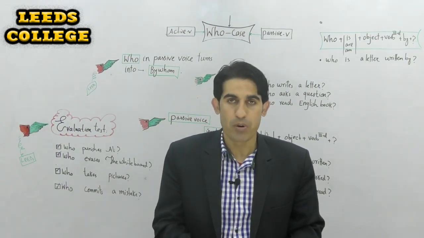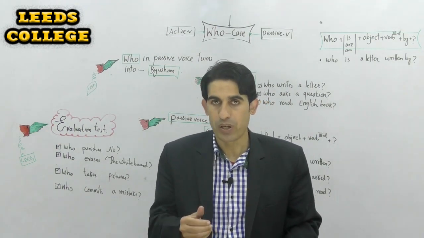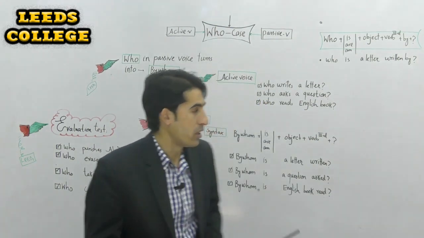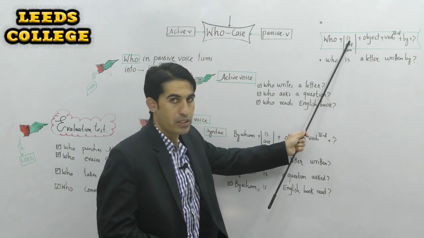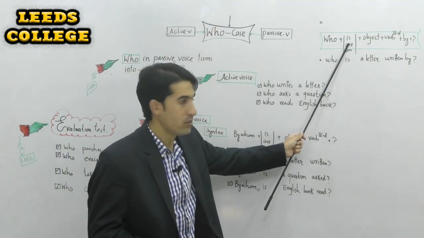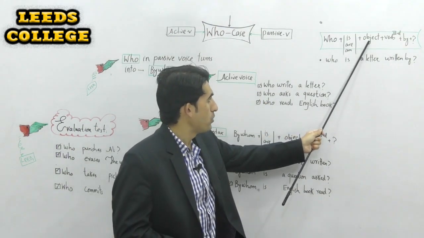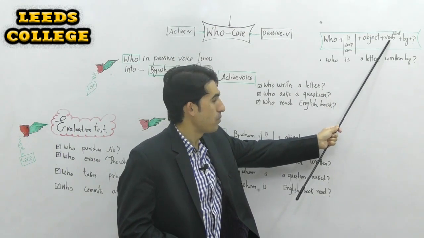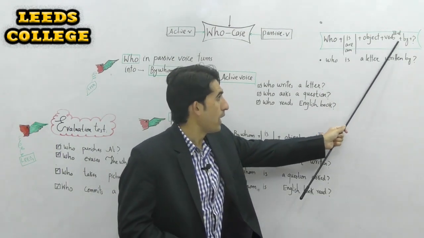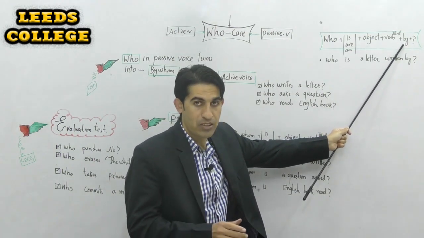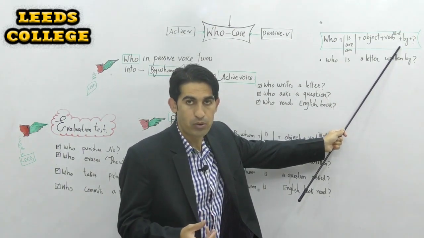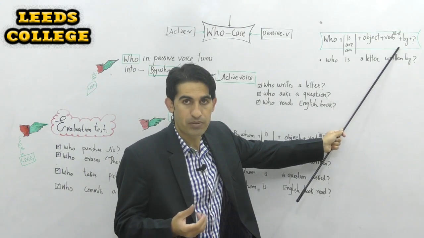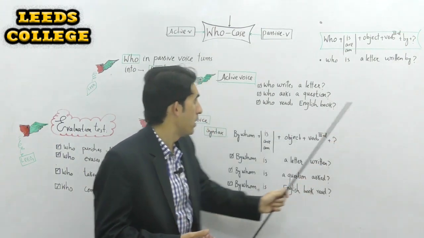Now we have the second possible formula, which is quite different from the first one. What is that one? Take a look. Who will be followed by the auxiliaries according to the tense, then followed by the object. We have the past participle form or third form, and then by comes at the end, directly followed by the question mark.